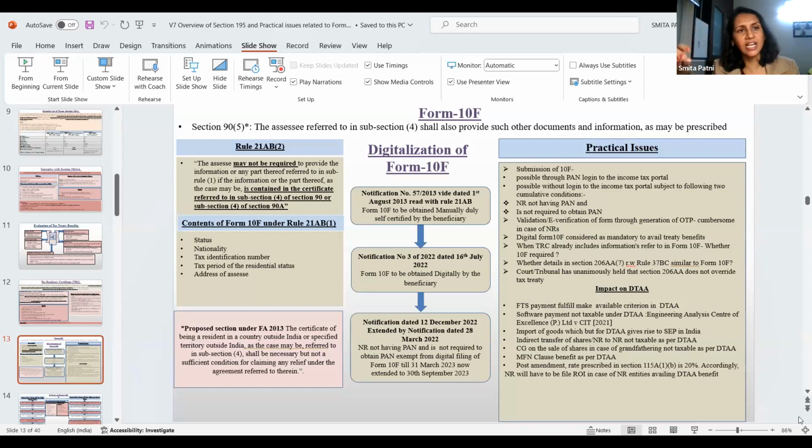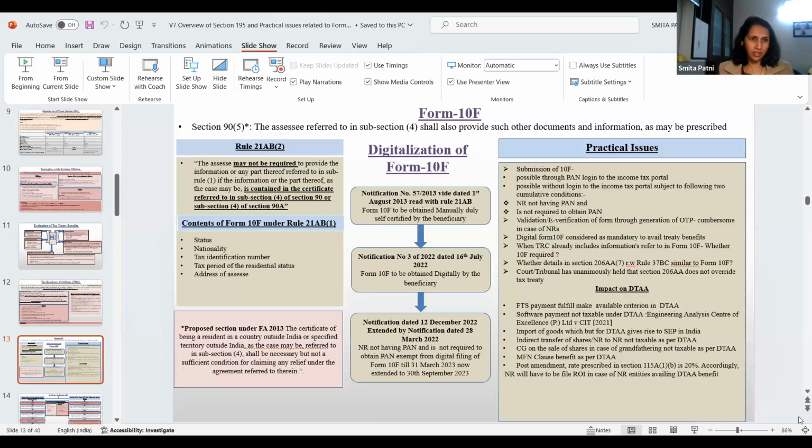After that, they extended it till December. Then they further extended it to 31st March. And then they further extended it to 30th September 2023. They kept on providing the relaxation, but with 2 cumulative conditions: that the NR was not having a PAN, and the NR is not required to obtain a PAN. If these 2 cumulative conditions are satisfied, you can still give the relaxation or the manual 10F.